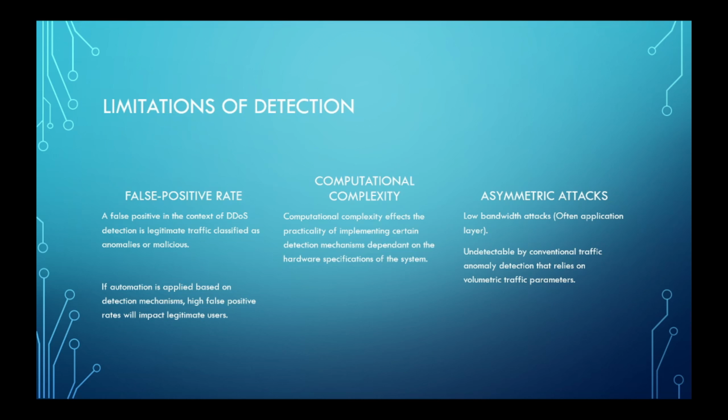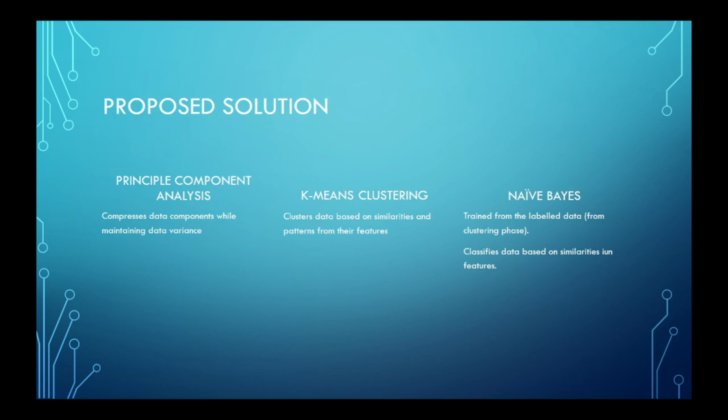Computational complexity just completely deems some approaches unfit for use in practical industry scenarios. So we're looking to create something that's actually practical to implement. And some detection models that we reviewed can't detect asymmetric attacks because of their low bandwidth nature. Things like behavioral anomaly detection can, but traffic anomaly detection can't. So in the next section, I'll be talking you through the proposed solution that we're going to take to combat these limitations that we've just discussed.